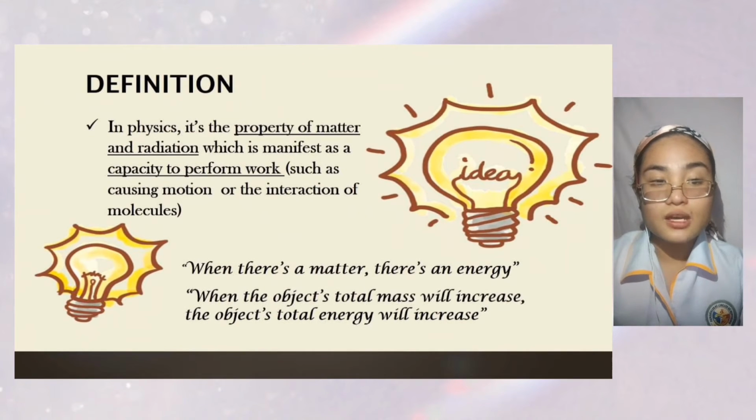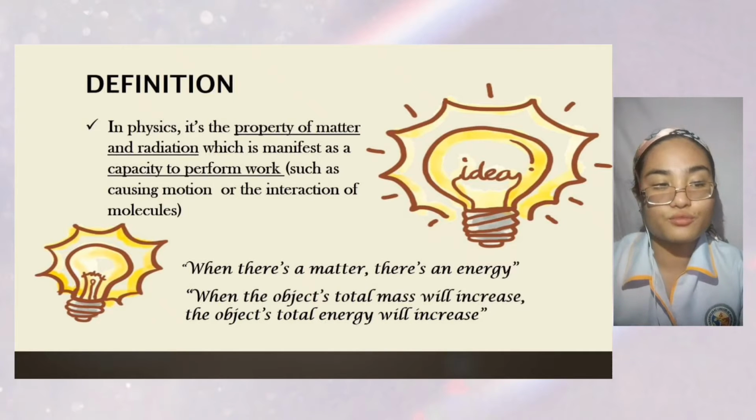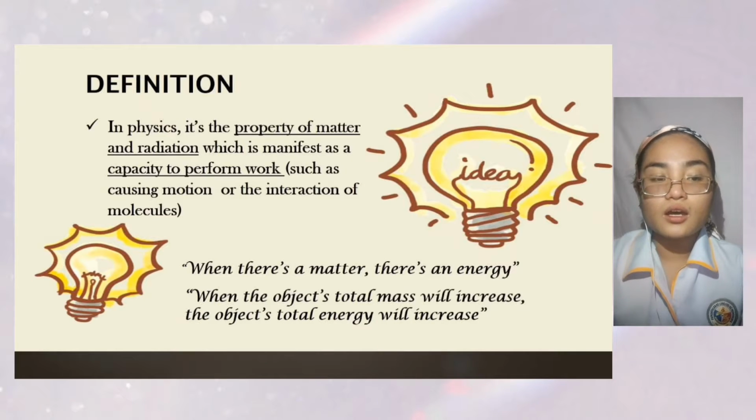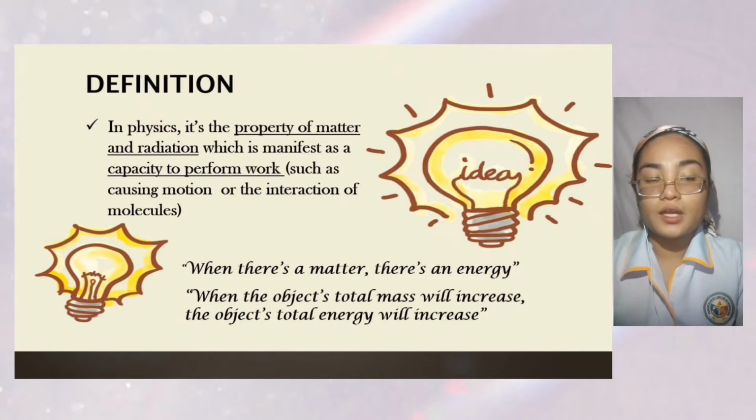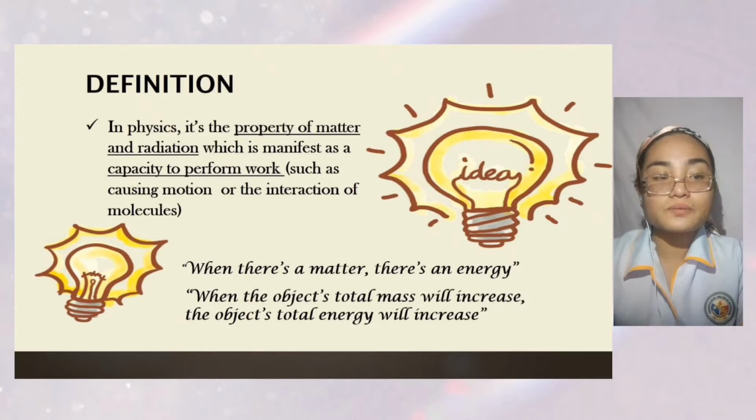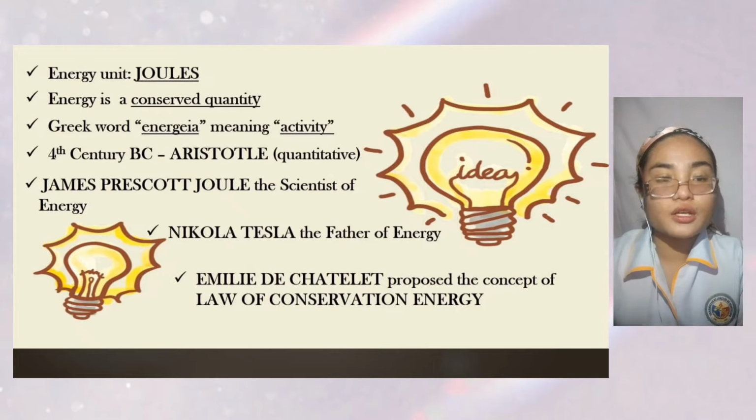In physics, it's the property of matter and radiation which is manifest as a capacity to perform work. It is called a property of matter simply because matter is anything that occupies some space and mass. It's said that when there's matter, there's energy. It's because the two are closely related to each other. How? Due to mass and energy equivalence, when the object's total mass increases, the object's total energy will also increase. Energy is a conserved quantity.